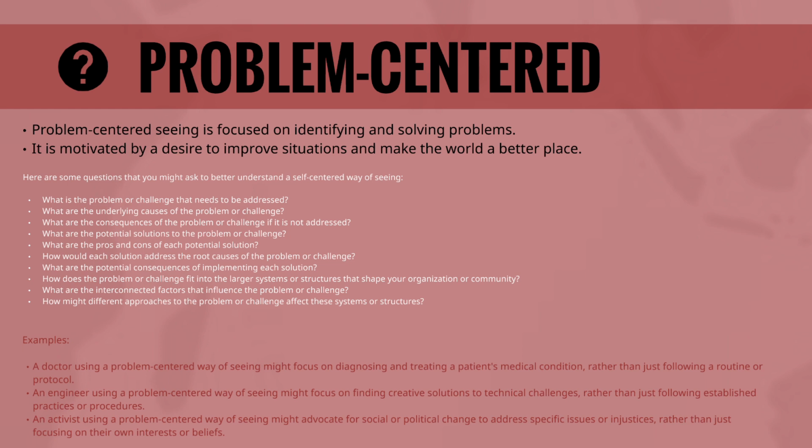Next, consider what the consequences of the problem or challenges are if they are not addressed. This can help prioritize which problems to solve first. It is also important to consider potential solutions to that problem or challenge. You have to weigh the pros and cons of each potential solution and understand how each may address the root causes of the problem or challenge. Here are a few examples of problem-centered seeing.